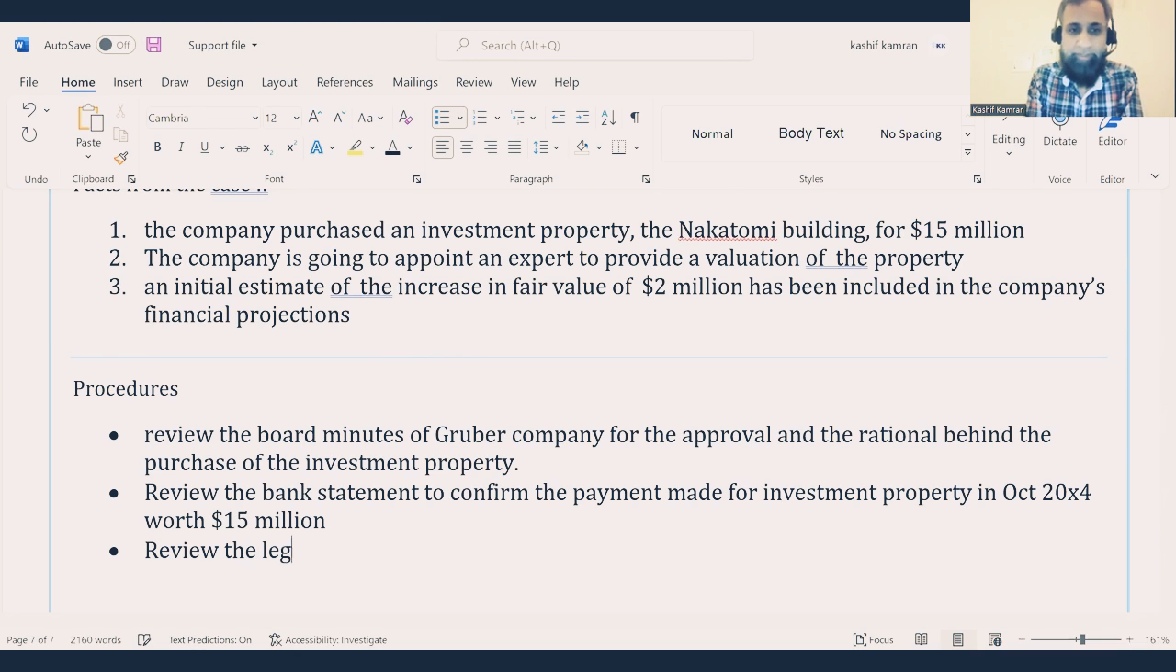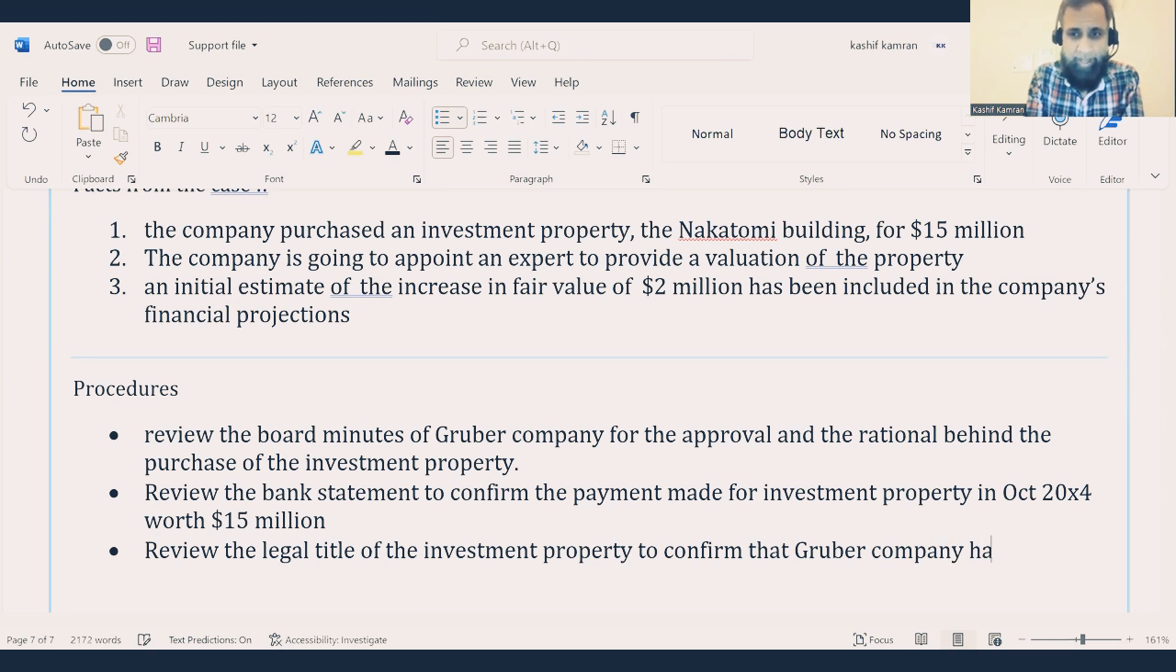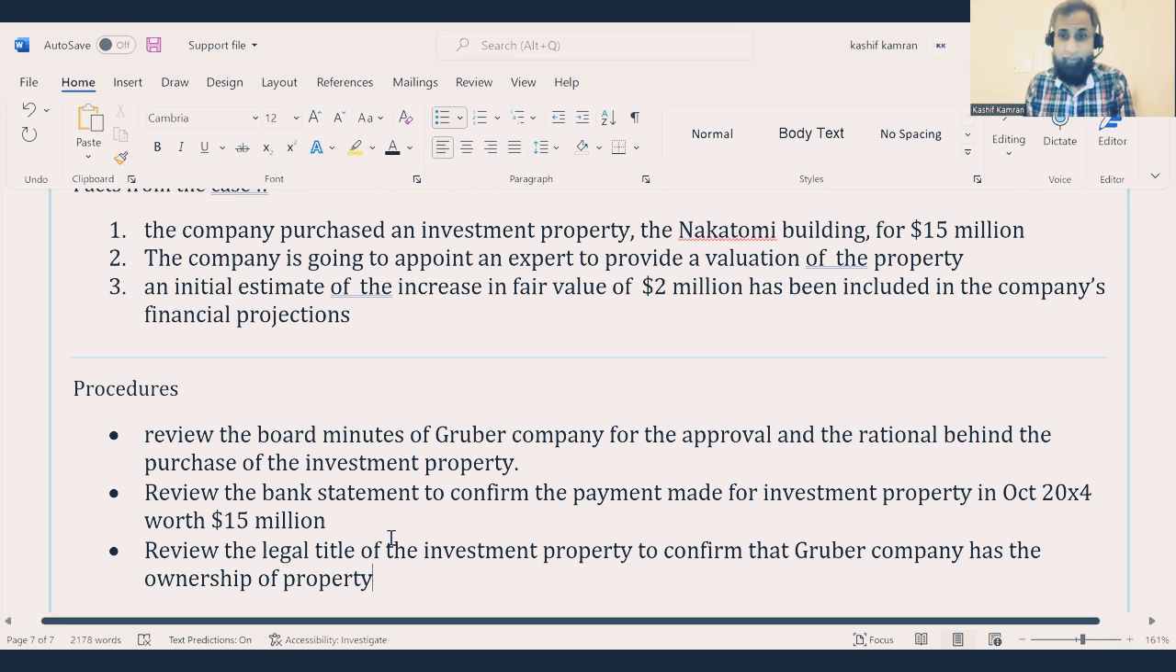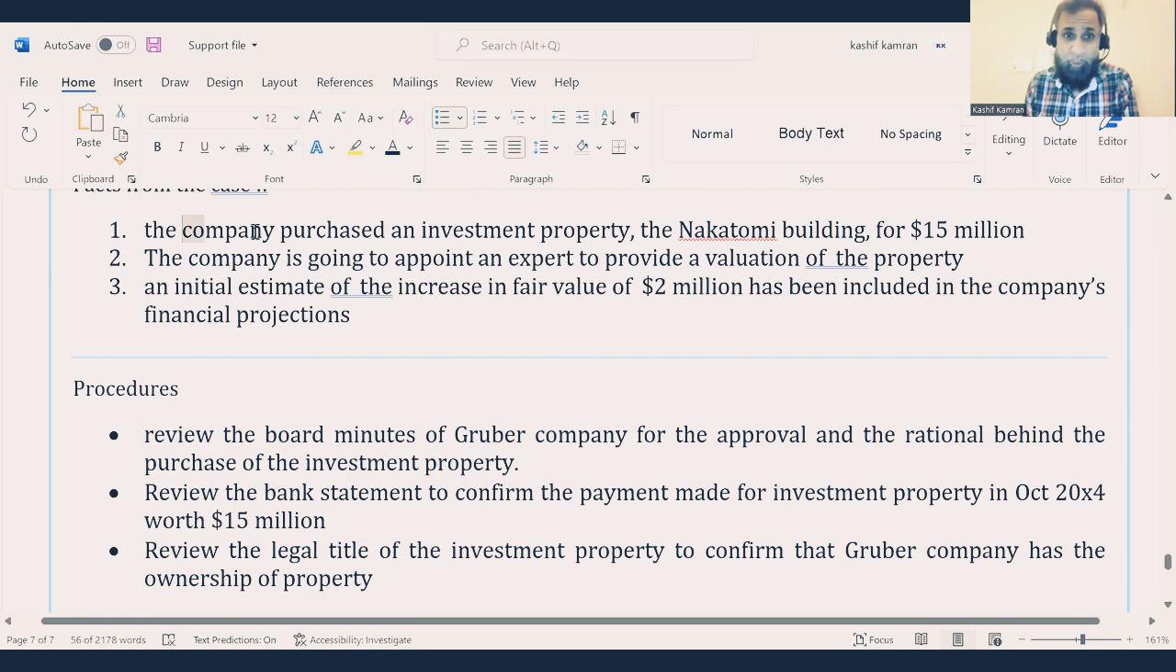Review the legal title of the investment property to confirm that Grubber company has the ownership of the property. Whenever we purchase a property, we do check the title deeds. We check the title deeds of the investment property to confirm it really belongs to Grubber. So the company purchased, how many procedures have I got on it? 3. The company is going to appoint an expert.